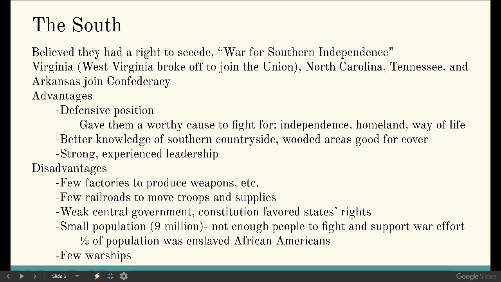And then they had very few warships. They are breaking off from the United States, so they don't have that resource of ships in the Navy.